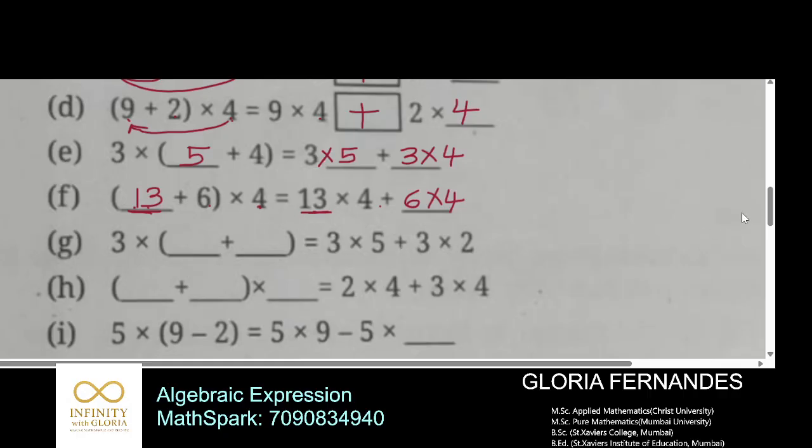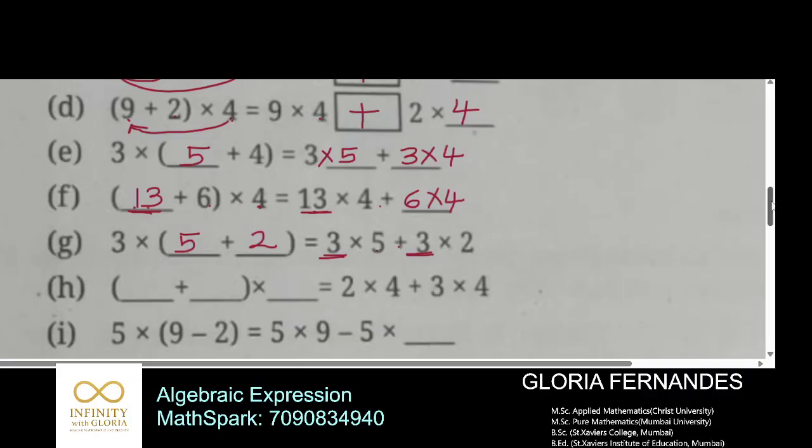Okay. Now in the next question, 3 times 5 plus 3 times 2. Now which term is common? 3 is common here, so they have written it here. So in the bracket what will come? What is remaining? 5 and this plus as it is, and then 2. Once you write it, you can always cross-check: 3 times 5 plus 3 times 2.